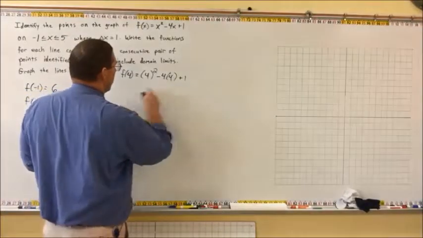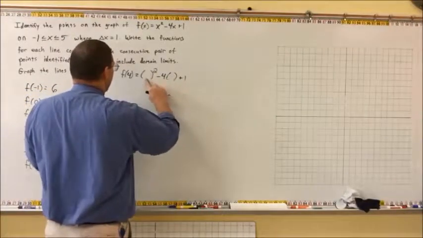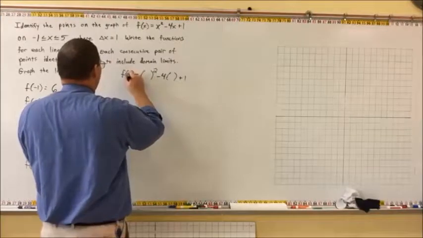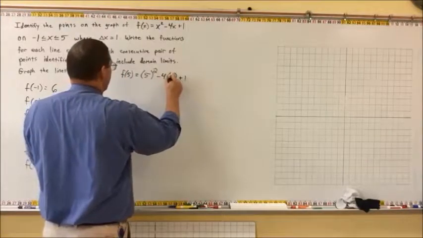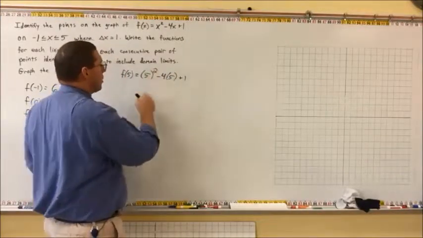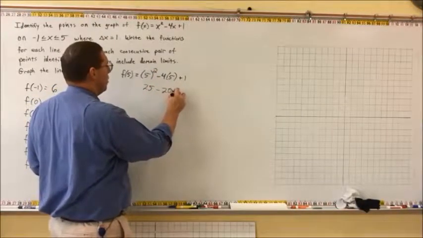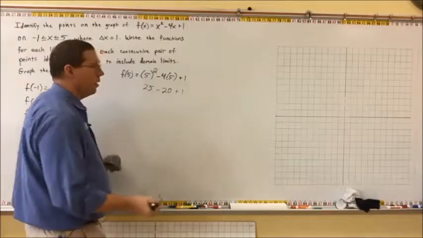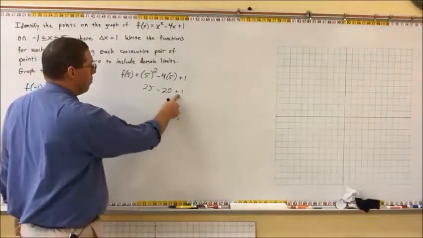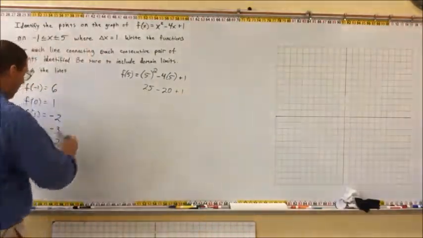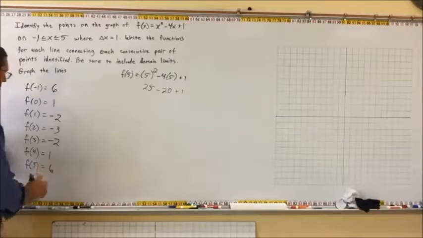Now we're just going to plug in 5, and we'll be done. So f of 5, 5 squared minus 4 times 5. 5 squared, that's 25. Negative 4 times 5 is negative 20, plus 1. 25 minus 20, that's 5. 5 plus 1 is 6. So f of 5 is 6.